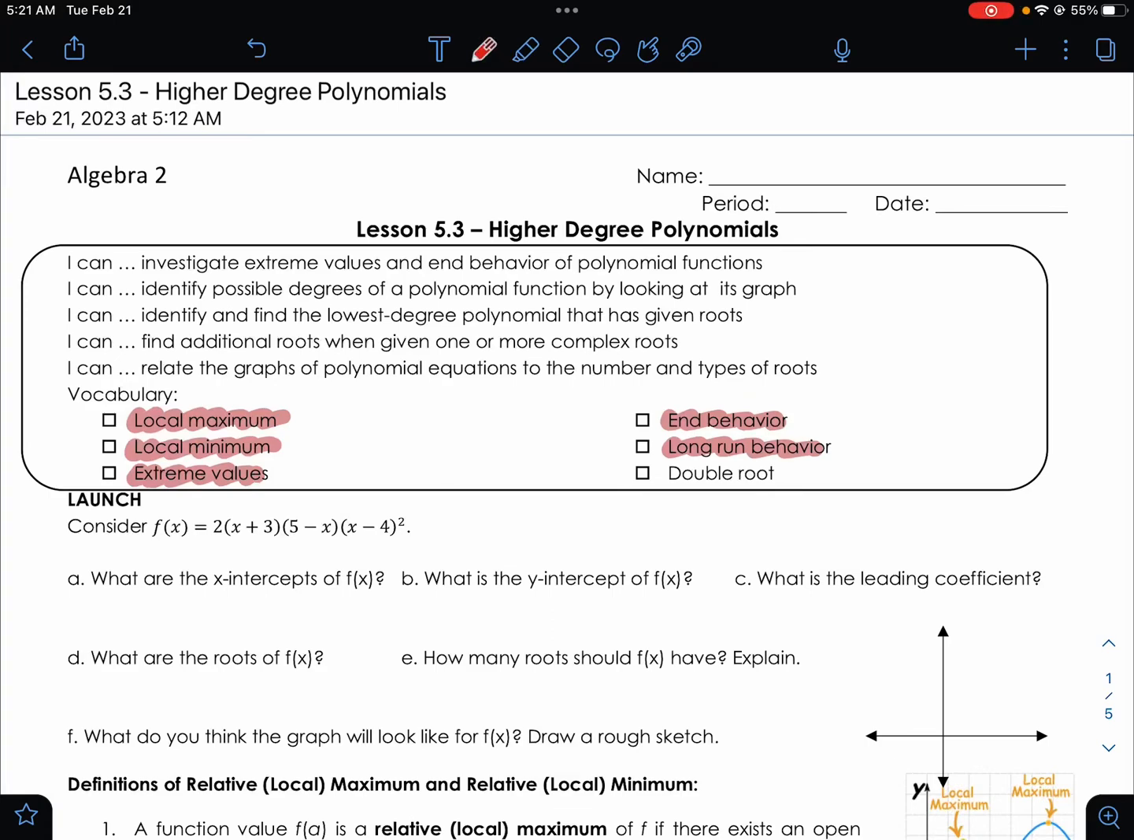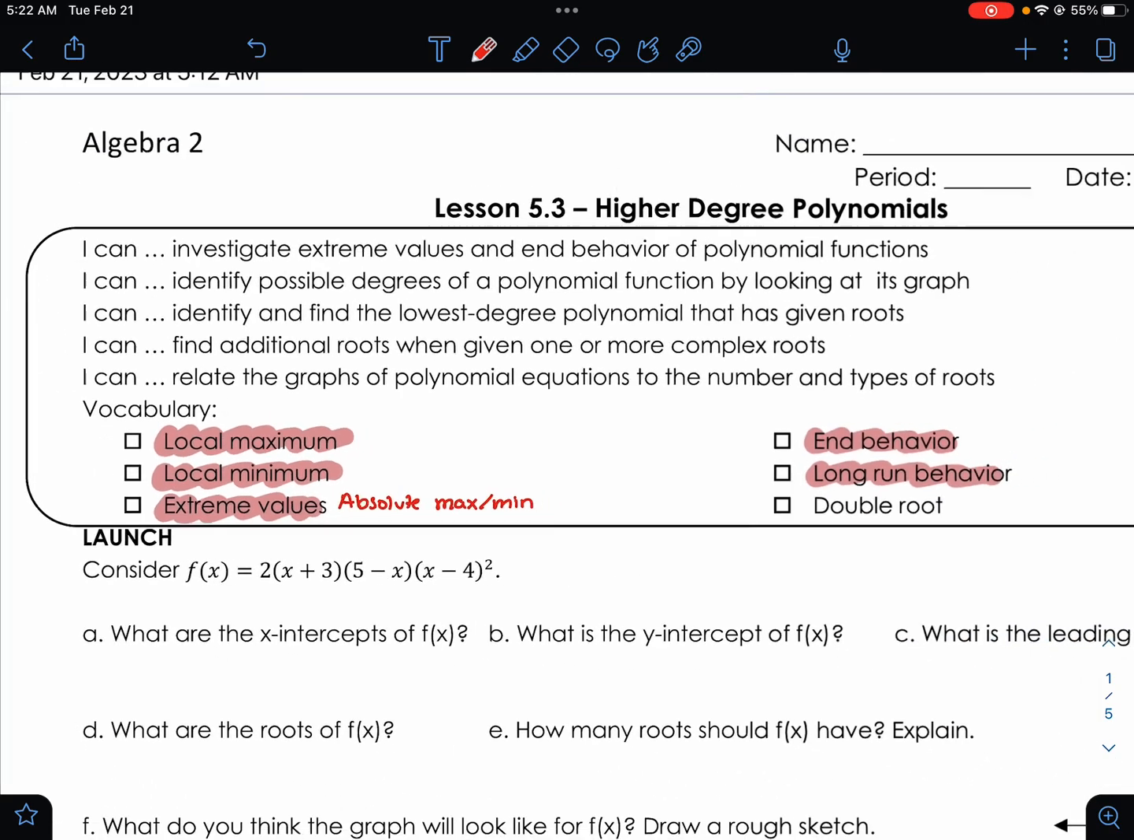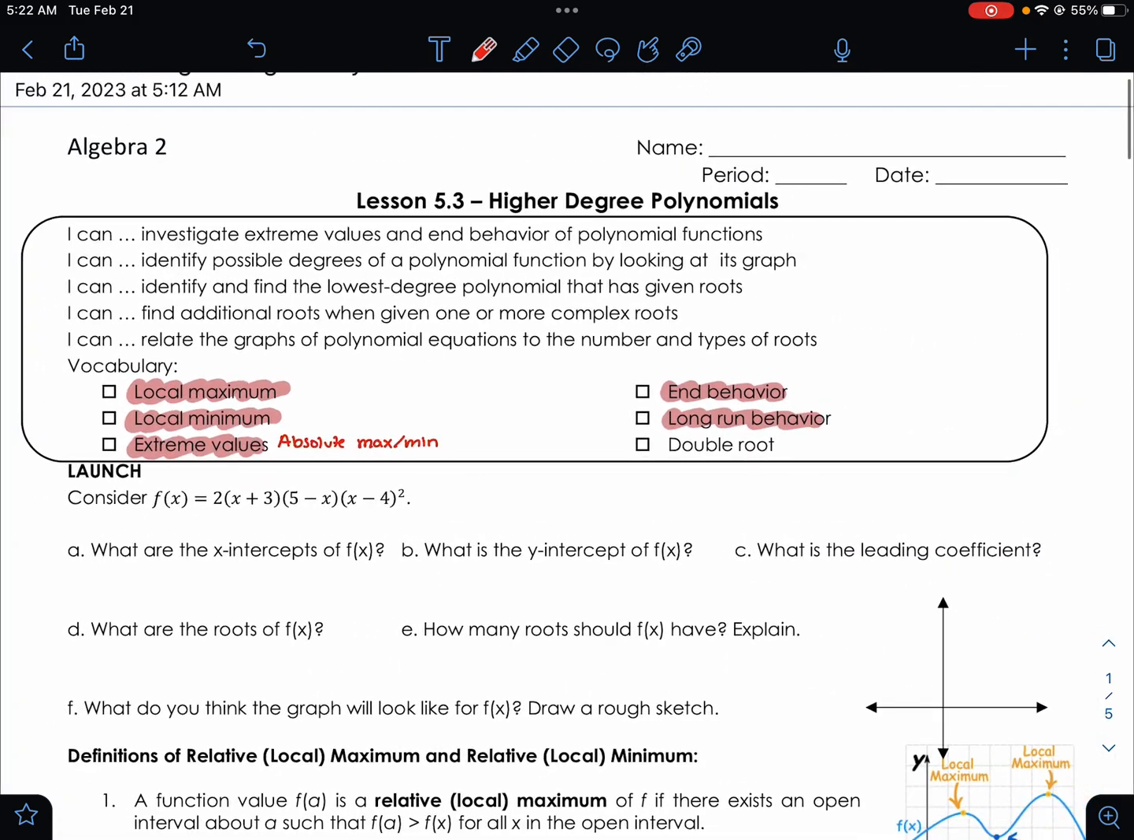In today's notes, we're going to take a look at some properties of higher degree polynomials. There are going to be 5 things that we're going to talk about. We're going to explore the concept of local maximums and minimums and extreme maximums and minimums. So our extreme values would be our absolute maximums and minimums. So that's the term that you're going to hear when we're talking about extreme values. And then we're also going to talk about the end behavior of polynomial functions and how to determine what these end behaviors would look like.